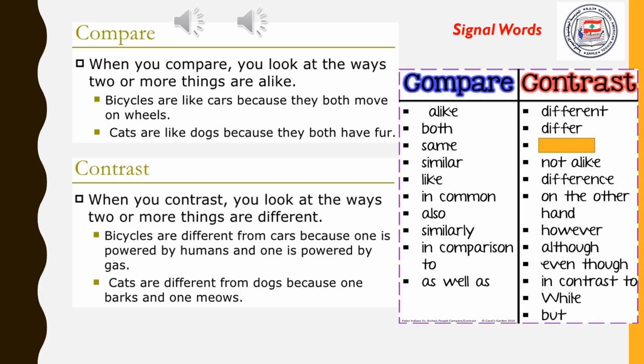When you contrast, you look at the ways two or more things are different. Bicycles are different from cars because one is powered by humans and one is powered by gas. The signal word that shows two things are different is the word different. Cats are different from dogs because one barks and one meows. And here, the word different is the signal word.